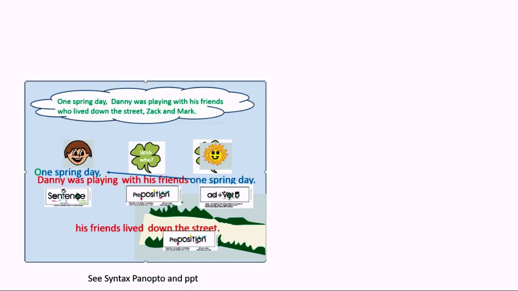The complex sentence says, "One spring day, Danny was playing with his friends who lived down the street, Zach and Mark." In the red, we can see the basic kernel sentence: Danny was playing with his friends. So there's our noun, verb phrase, prepositional phrase. And then there's "one spring day," which is an adverbial clause, which may be at the end of the sentence or it may be after the verb. Danny was playing one spring day with his friends.